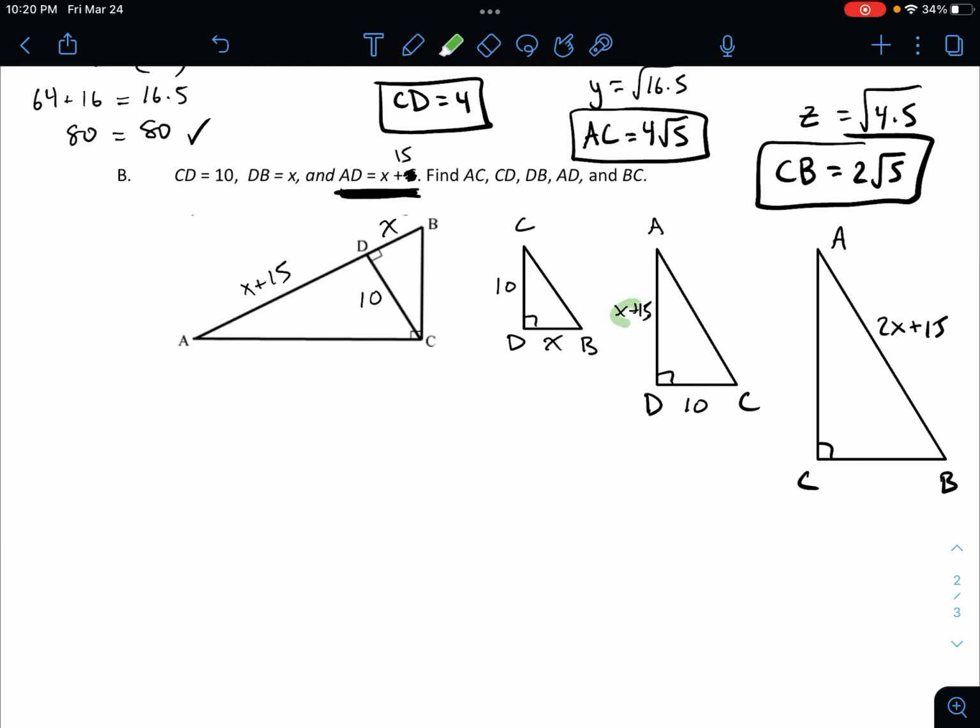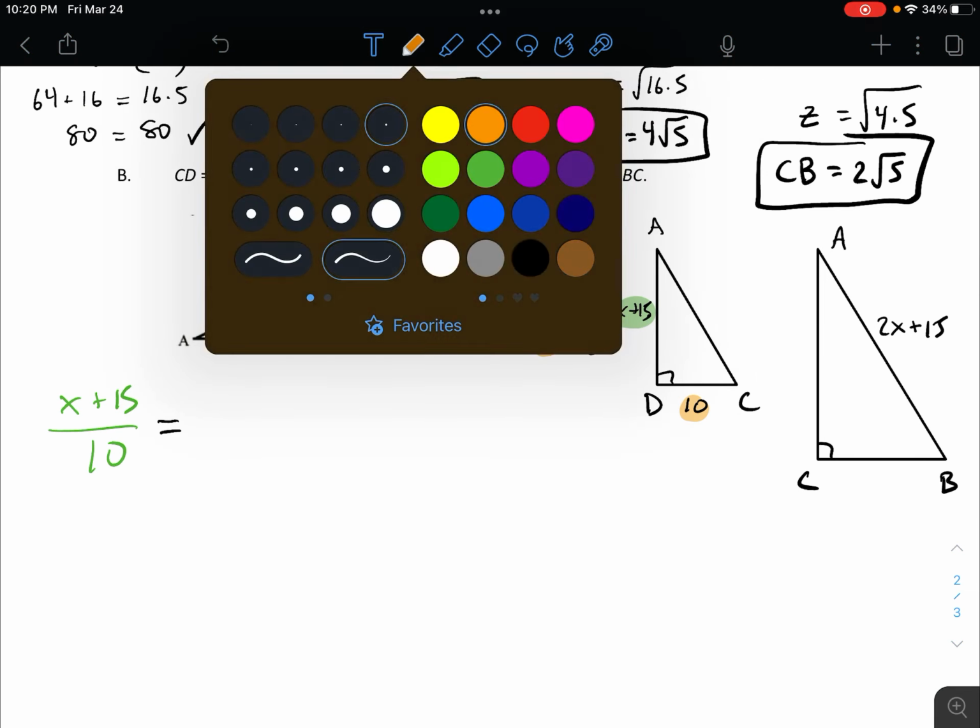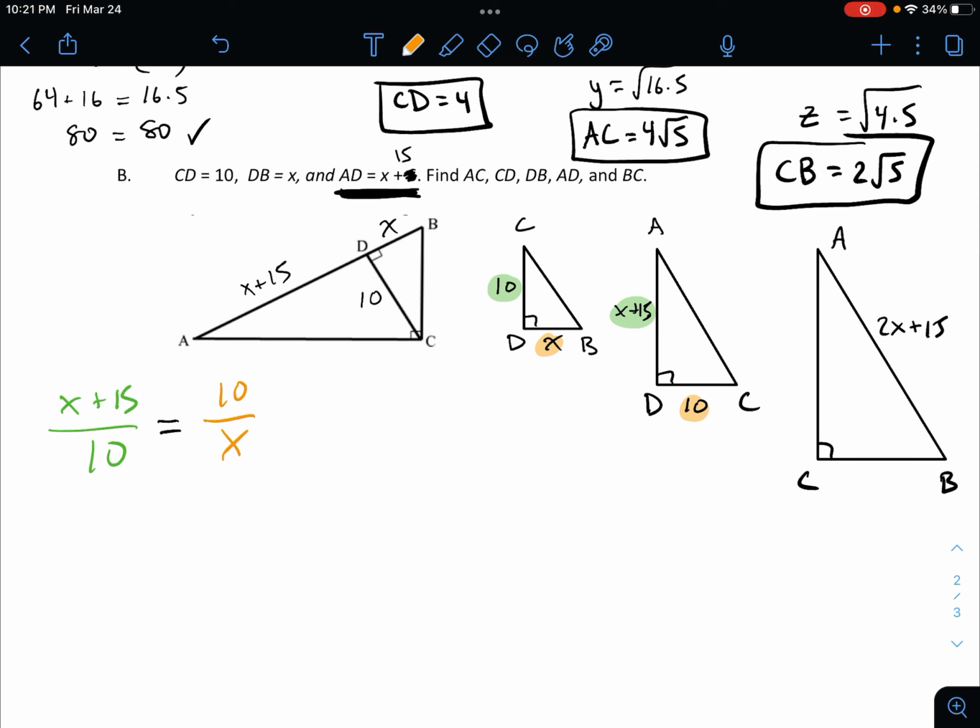So when I make these proportions, I'm going to take x plus 15 over 10. So I'm going, in that direction, x plus 15 over 10. Let me get the right color here. X plus 15 over 10. And that's going to equal, again, I have to go in that same direction I went the first time. So that's going to have to be 10 over x. So I use a different color here. 10 over x. And there we go. So now I'm at the point where I can cross multiply.